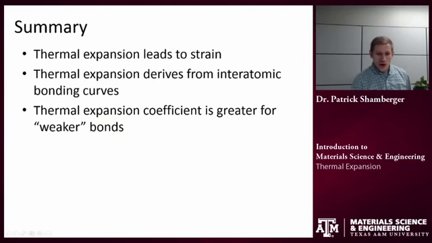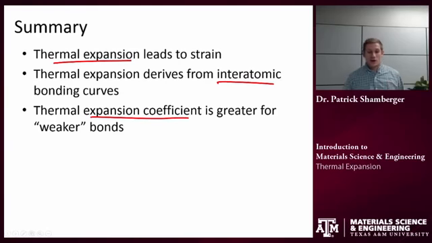Okay, in review, thermal expansion leads to a strain, a thermal strain. If a piece is confined, that could create a stress on the piece, and that could ultimately lead the piece to fail, or it could lead it to buckle, like that image of the railroad ties we saw at the beginning. Thermal expansion ultimately is going to derive from this interatomic bonding, right? That's the atomic origin of the thermal expansion coefficient. And finally, the thermal expansion coefficient is going to be greater for weaker bonds. So the weaker the bond, typically the larger the expansion I would expect to see resulting from a small change in temperature.